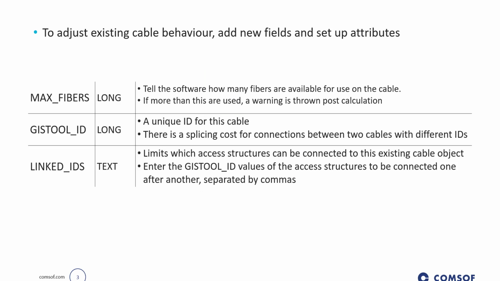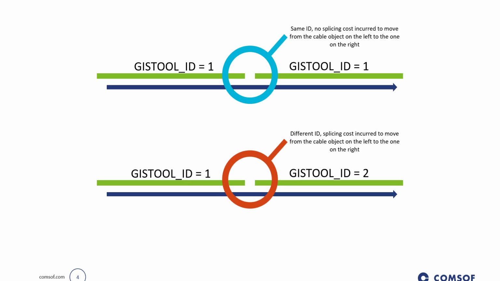Taking the time to incorporate additional attributes and properly configure your access structures will result in a more accurate and more efficient usage of your existing assets. The field GIS Tool ID, for example, is a unique ID identifying a particular cable. If the software routes signal from one cable object to another with a different ID, splicing costs will be charged.